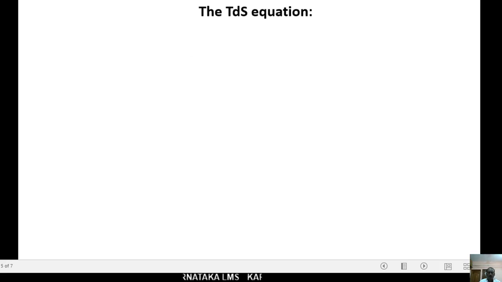Let us see the TdS equations. There are two equations: the first TdS equation and the second TdS equation. Let us see the first TdS equation.